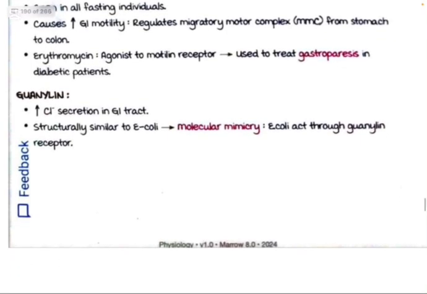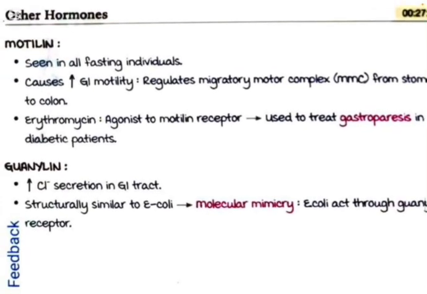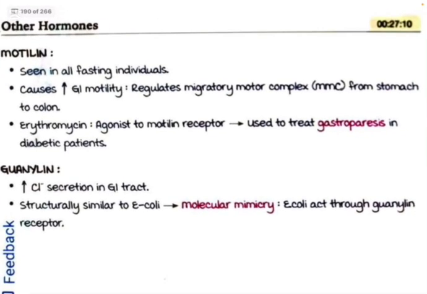Guanylin increases chloride secretion in the GI tract and is structurally similar to E. coli heat-stable enterotoxin.